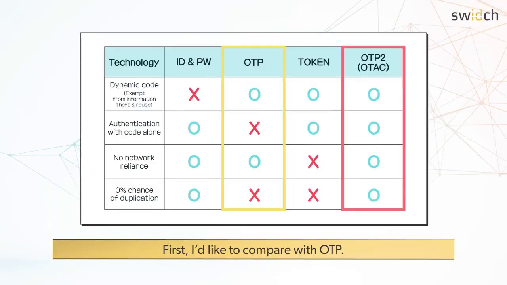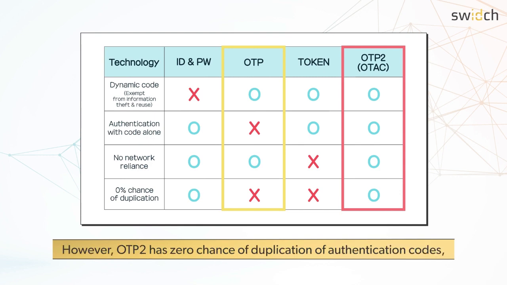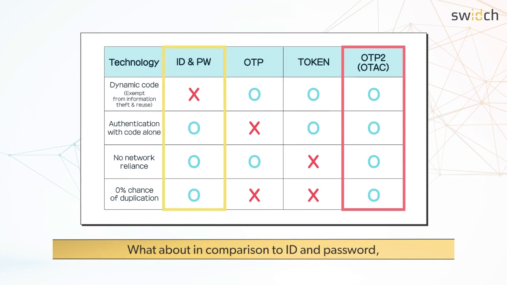First, I'd like to compare it with OTP. OTP can't be used as a primary authentication, and there is still the possibility of duplication. However, OTP 2 has zero chance of duplication of authentication codes, and the dynamic code alone allows for primary authentication. What about in comparison to ID and password, the most well-known form of authentication? OTP 2 of course replaces ID and password functions with dynamic codes only, in a way that standard OTP can't.